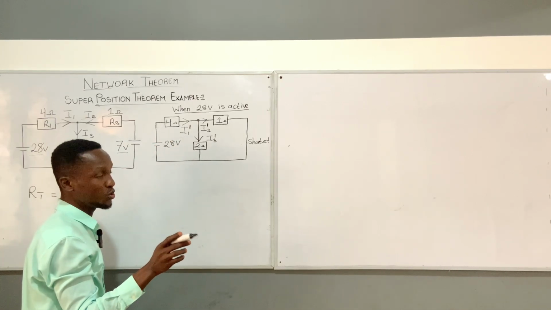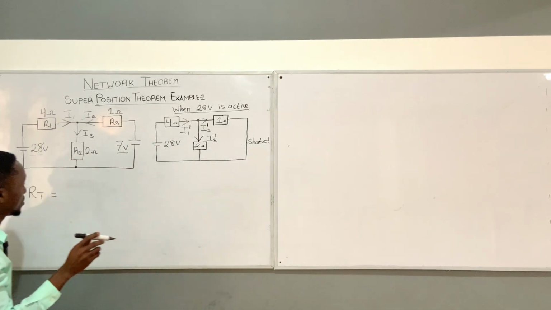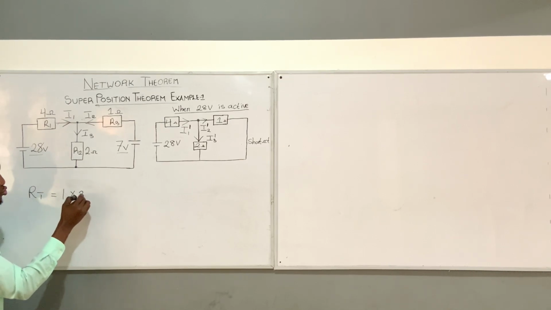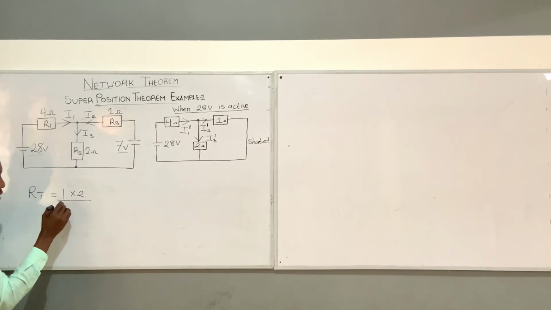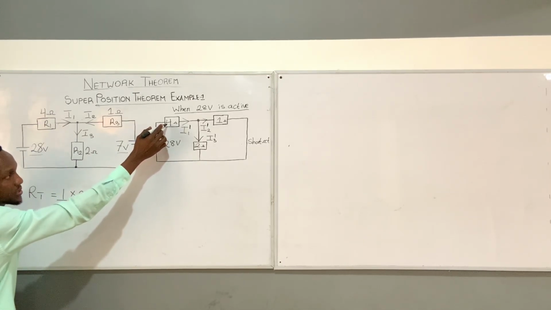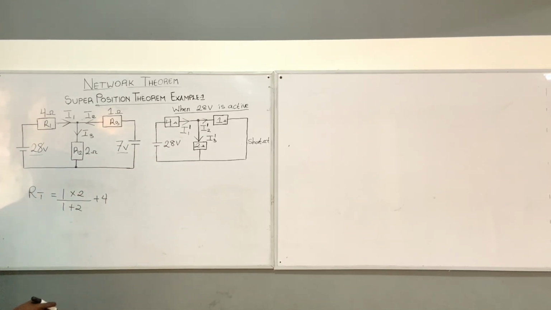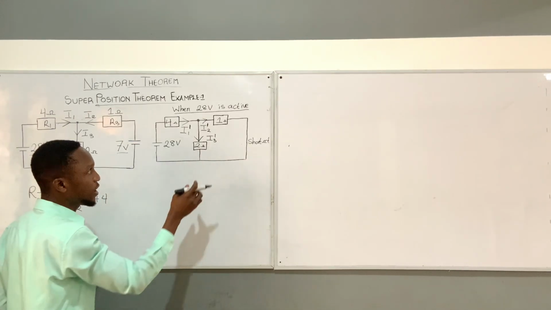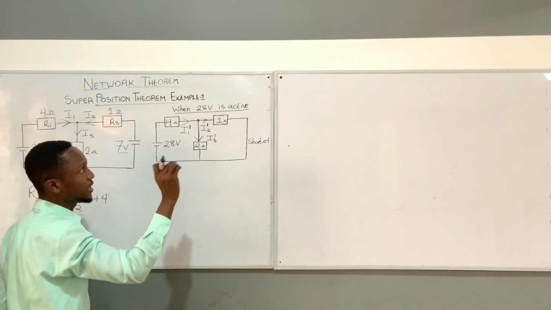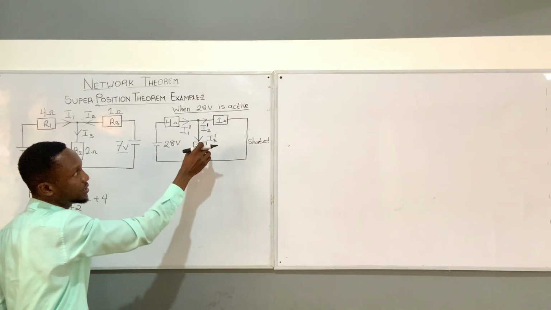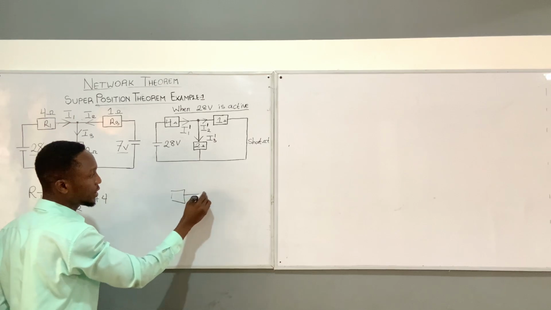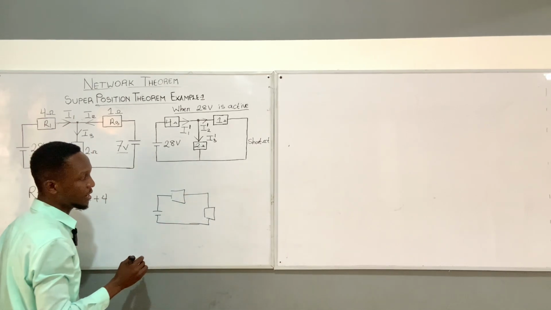Watch the intro video, it will help you to understand. I'm just going straight for it. So I have my 1 times 2 divided by 1 plus 2, plus 4, because it will be in series with this one. Note that once you resolve this and this, you have a single resistive value which will be in series with this. If I redraw the diagram, it will behave like this.